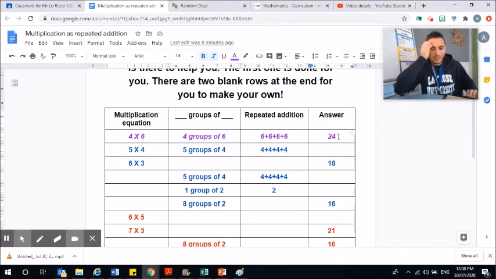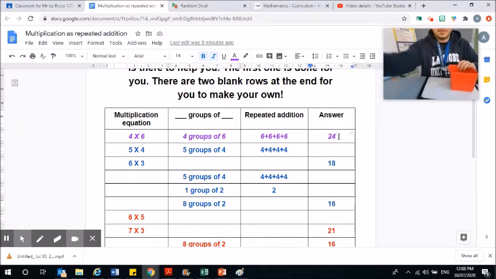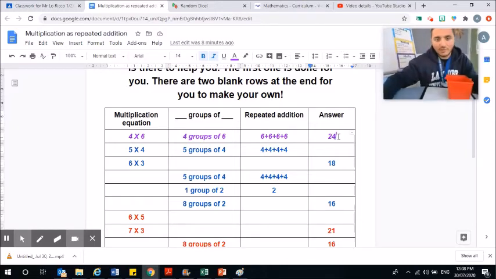Now, if you get a little bit confused, you can make it. So use your blocks. We're going to go through a couple together. This next one has got the first three filled out. You just need to find the answer to that one, five groups of four. So if you made five groups with four in it, you can count them all and you'll get your answer. Let's look at this next one.